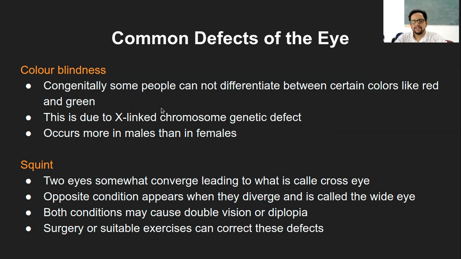That is congenital. So congenitally, some people cannot differentiate between certain colors like red and green, and this is an X-linked chromosomal genetic defect. You can check yourself whether you are colorblind. Most people know it because they can't see the difference between red and green, especially at the signal. And this occurs more in males than in females because it is X-linked recessive. So not recessive. Yeah. Okay, I myself got confused, but forget about that. I need to think about it, but I can't think about it at this moment.